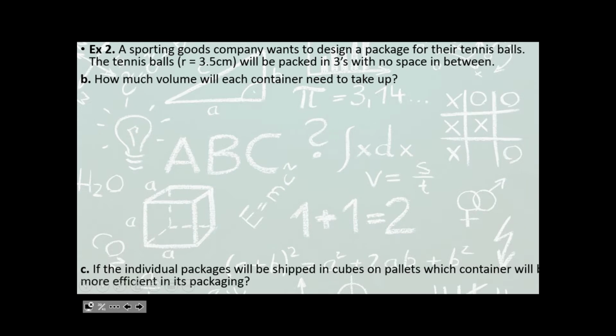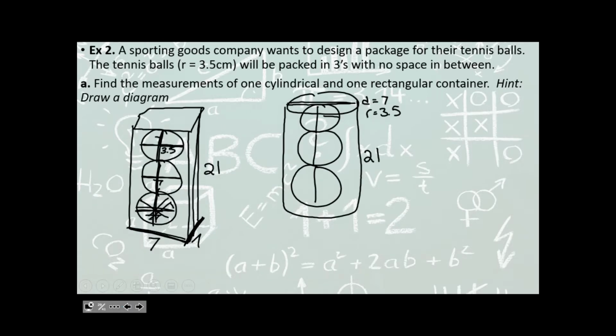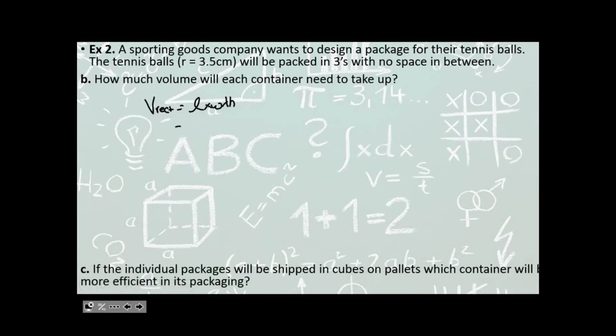Next one says, how much volume will each container need to take up? Well, the volume for the rectangular prism, we know that formula is length times width times height. So if I flick back here, the width is 7, the length is 7, and the height is 21. So I can just put those numbers in. So 7 times 7 times 21, I get 1,029 centimeters cubed.